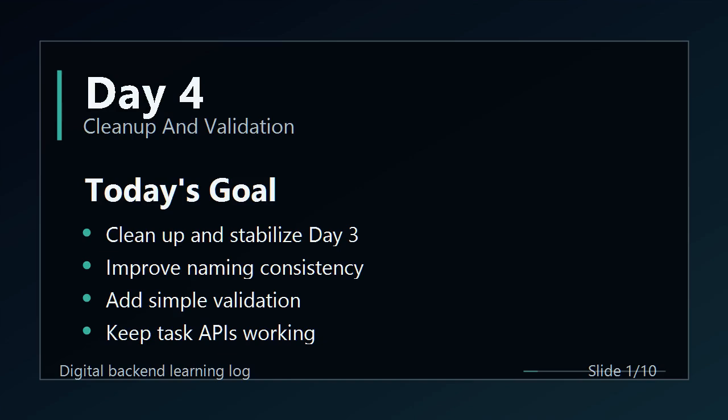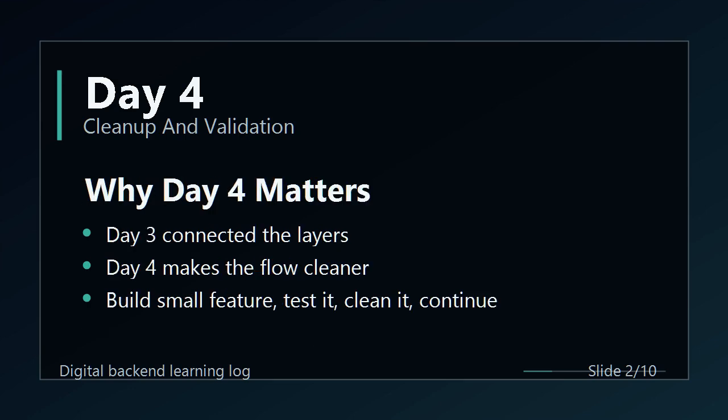Day 4 is not a big new feature day. The goal is to clean up and stabilize the Day 3 task feature, improve consistency, add simple validation, and keep the task APIs working. Day 3 connected API, Application, and Domain. Day 4 makes that first flow cleaner and more professional before adding more endpoints.